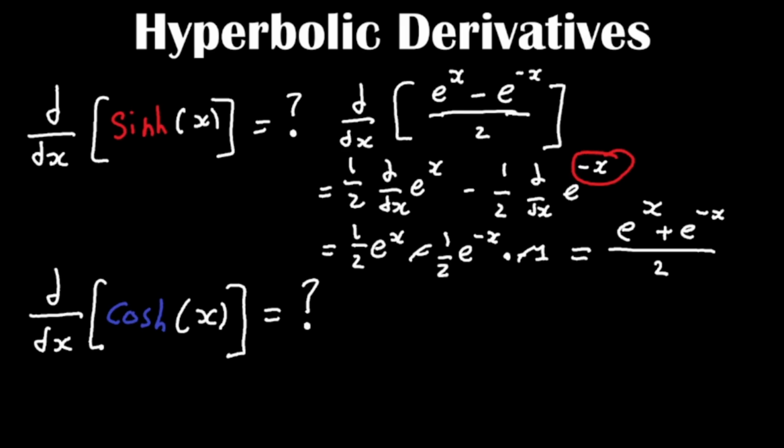And if you'll notice, that is actually hyperbolic cosine. So this is cosh of x. So it's pretty neat how that works out.